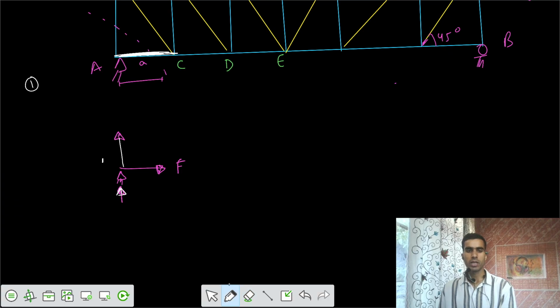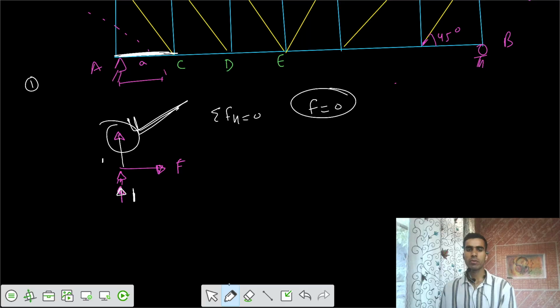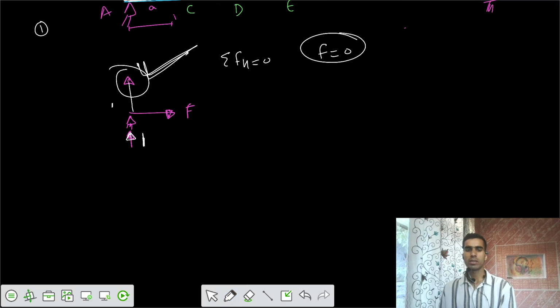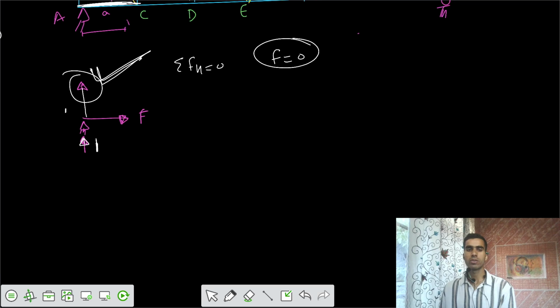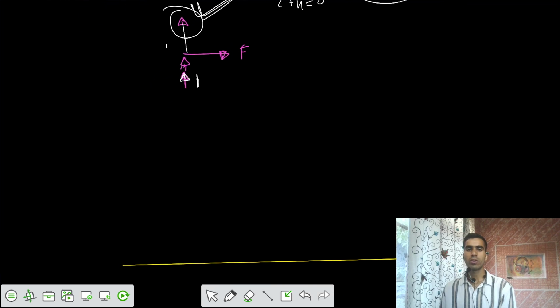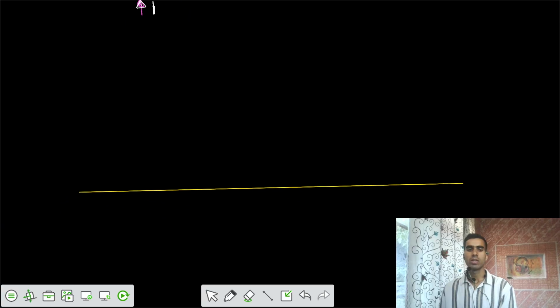There's a reaction of 1 upwards, and that would be balanced by this member along the vertical. If I apply summation of FH equals 0, can I get F equals 0? There's no one to balance the horizontal, so F equals 0. There is no horizontal force. So for the first case, F equals 0.